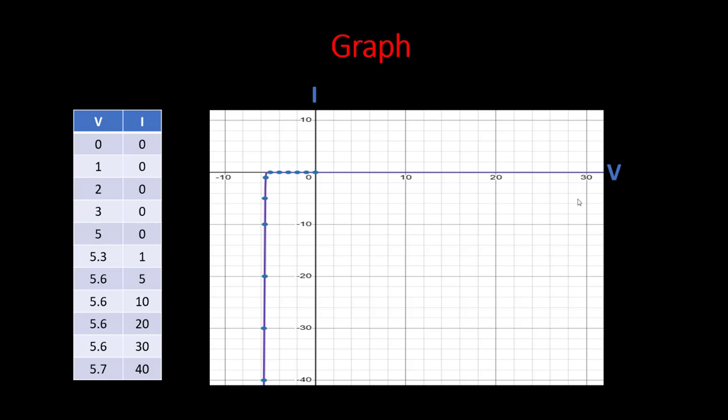As we can see, initially the current is 0, and at a particular voltage, which is called the breakdown voltage, the current rises sharply and there is no significant change in the voltage. So, as we can see, this is the breakdown voltage, which is 5.6. So this completes the first part.